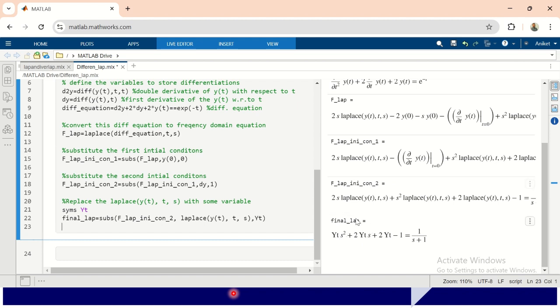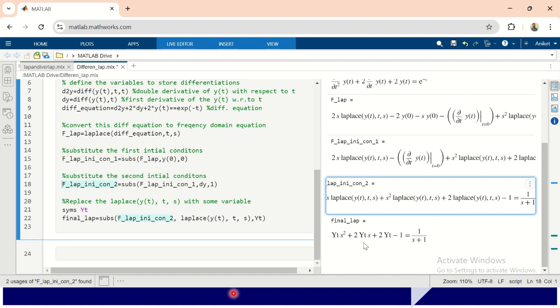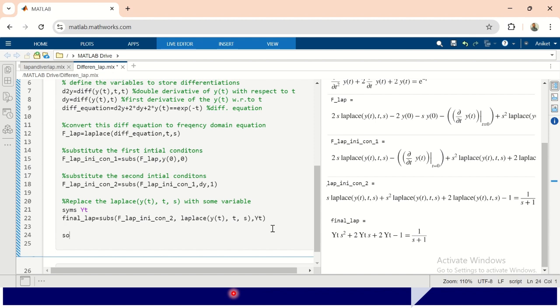So what is the equation? You can see here, this Laplace y of t comma s has been replaced with y of t. So this is s square yt, plus 2yts, plus 2yt, minus 1 equal to 1 upon s plus 1. Now just take this yt common, and we'll get the solution in the frequency domain. So solution in frequency domain is equal to solve.